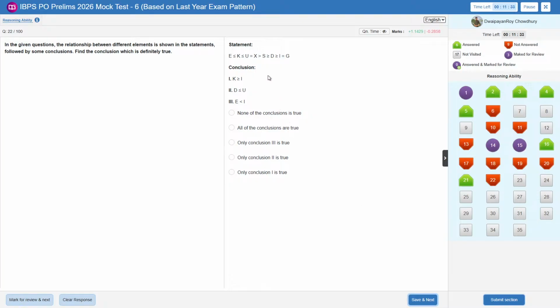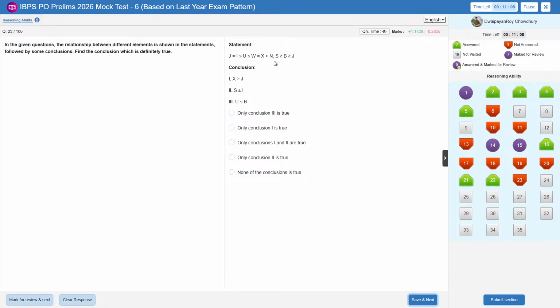Then K greater than E, and with E no relation, so not possible. Okay, then it says D greater than equal to D less than equal to U, which is not true, so only less than, and E less than I, so greater than less than sign, so neither conclusion is true.